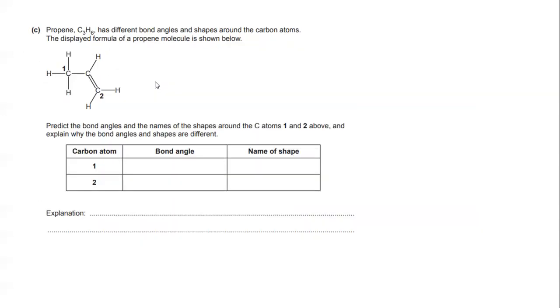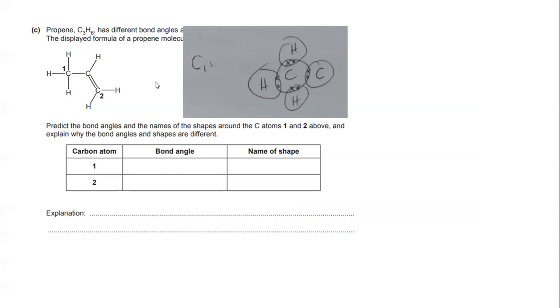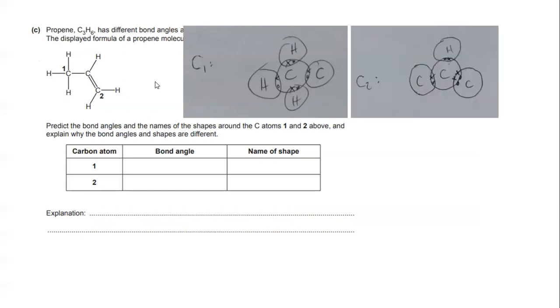Next, propene C3H6 has different bond angles and shape around the carbon atoms. The displayed formula of a propene molecule is shown below. I would always recommend for you to draw the dot and cross diagram around the central atom. So this is carbon 1 and this is carbon 2. If you look at carbon 1, it has 4 shared pair of electrons around the central atom. They all repel equally, and 0 lone pair that would repel more. So the shape is a tetrahedral and the bond angle 109.5.